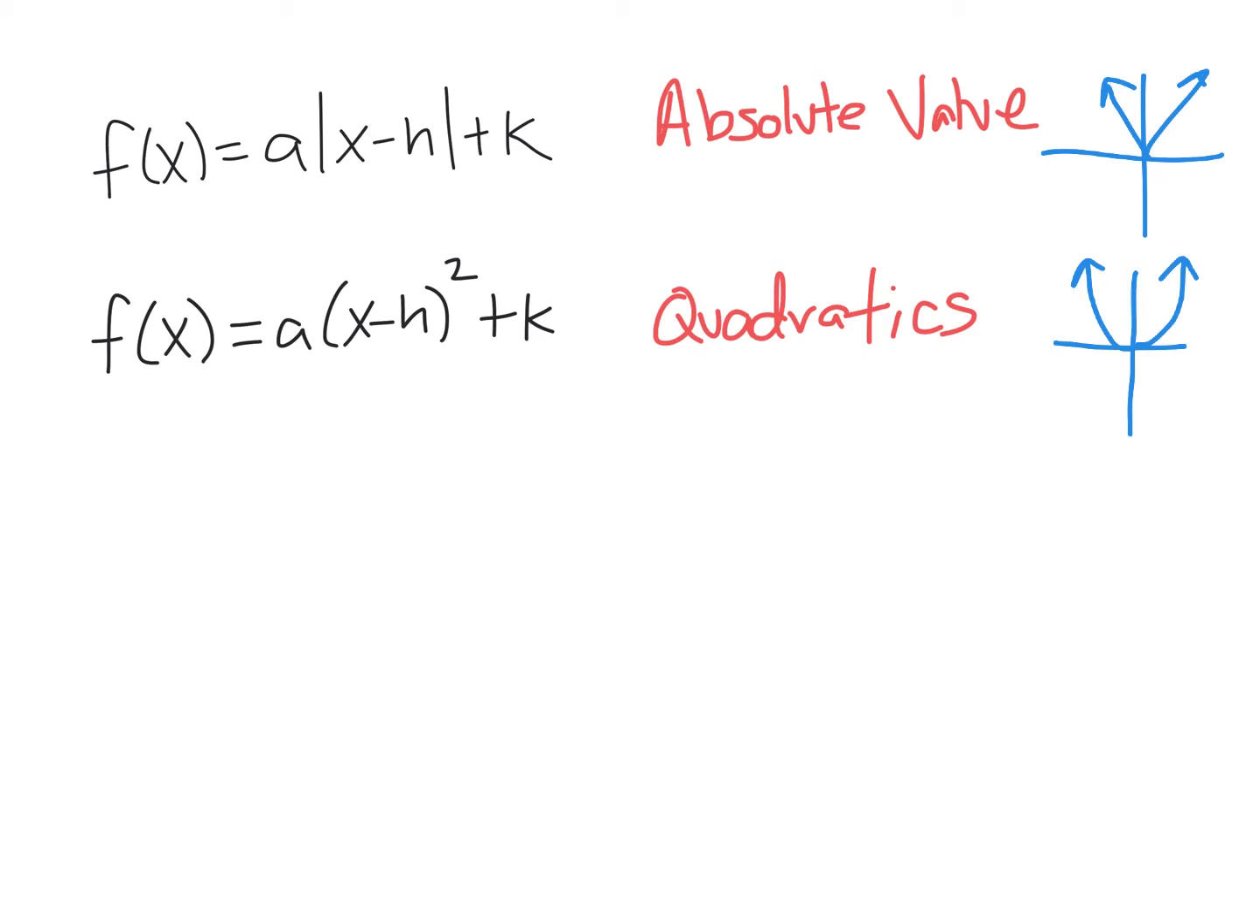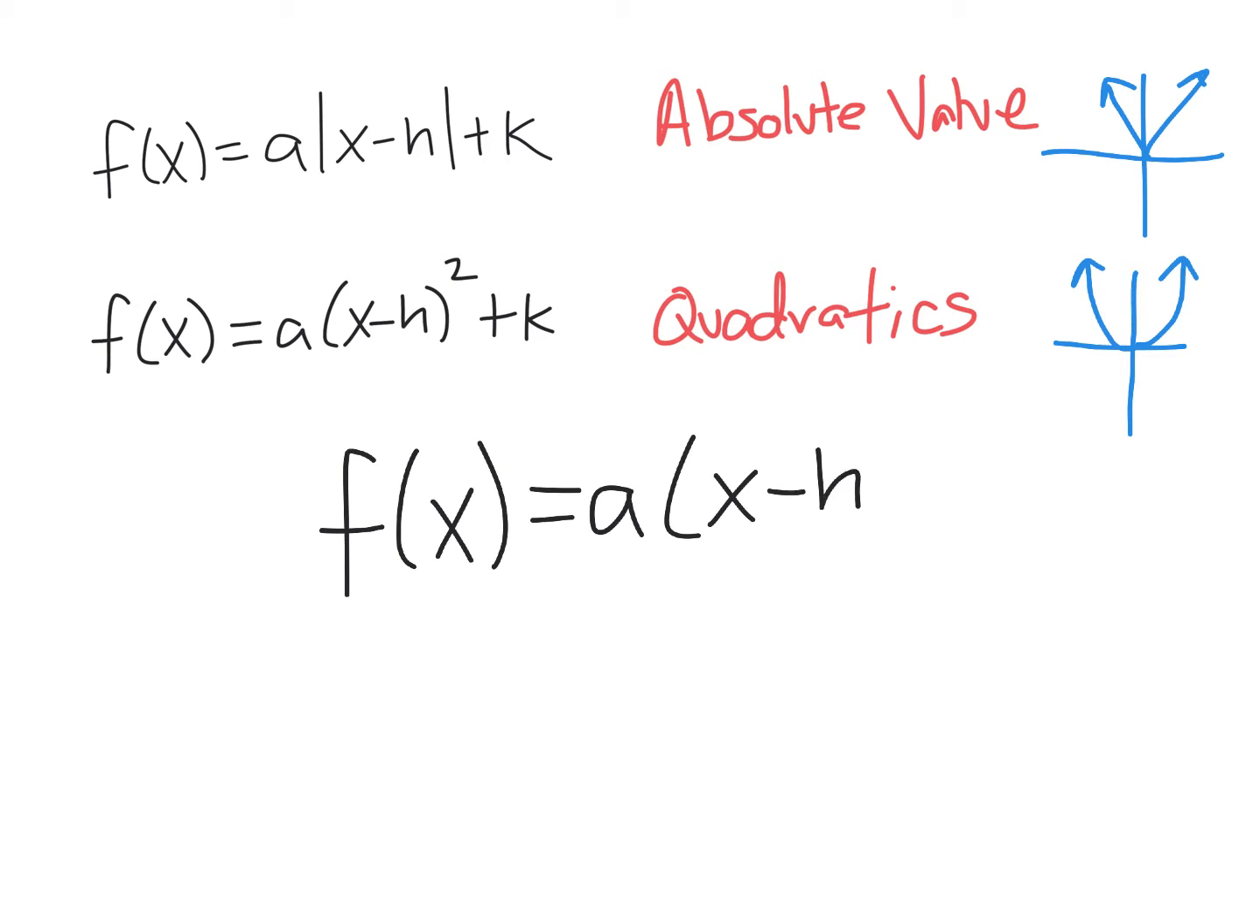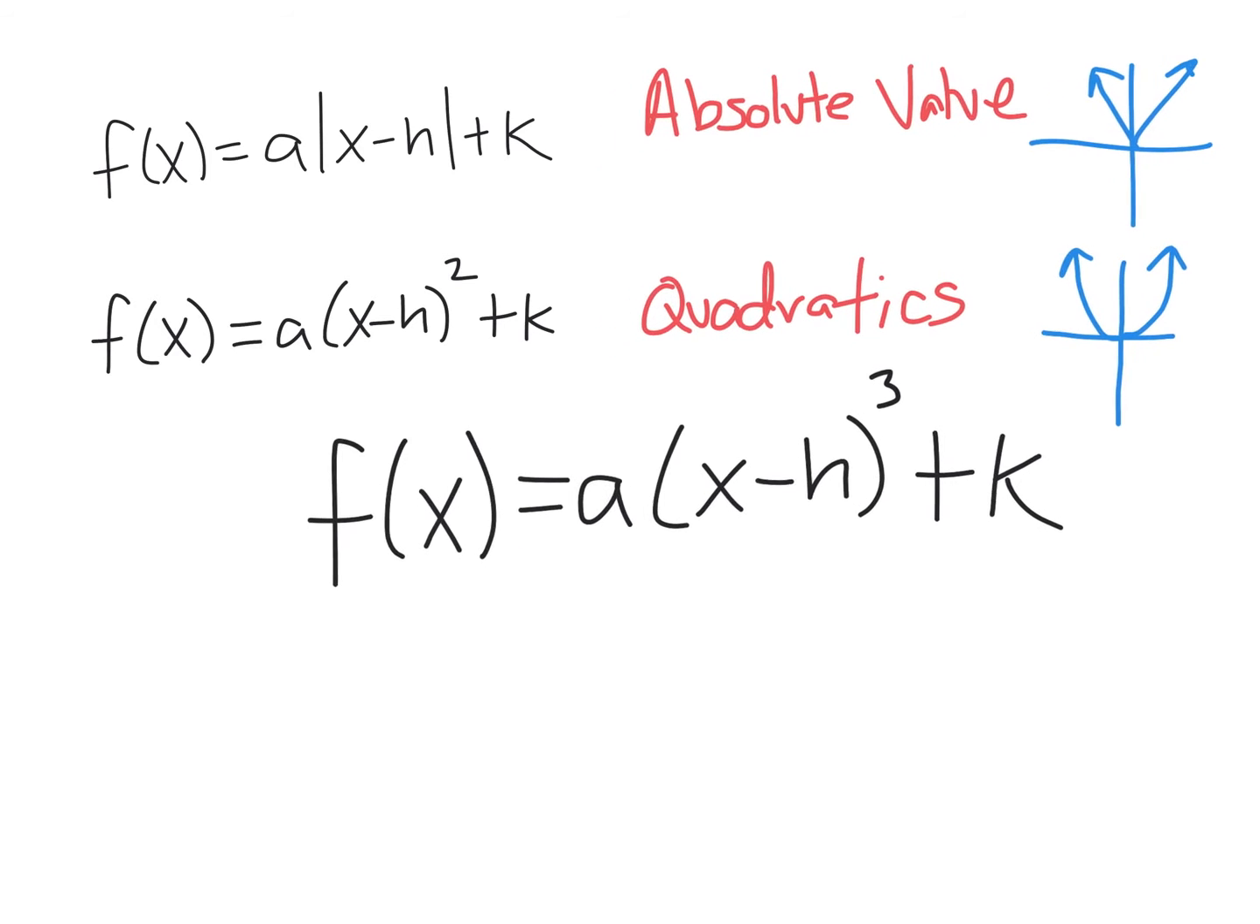forms of our transformations. So since we're dealing with the cubic function, this is the function that we're going to be working with. f of x equals a times (x minus h) cubed plus k. That's really what we're talking about here as we're moving.